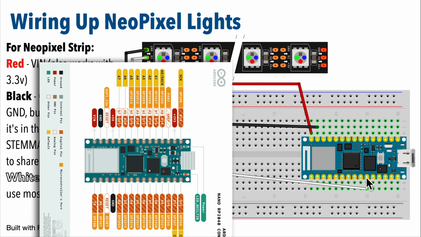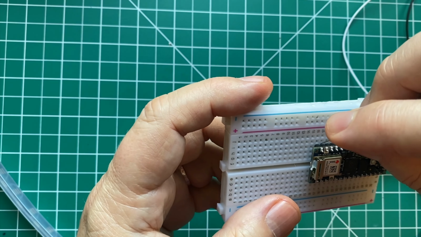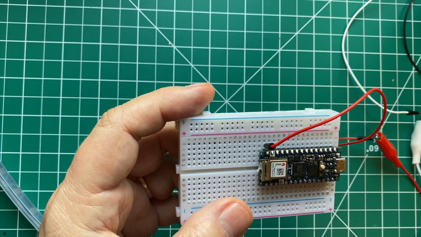Now it's always harder to see on the video, so definitely consult the diagram I provided when wiring your own things up, but to show you, my power wire goes into the same column as the VIN on the microcontroller. That's this first pin in the upper left, and any of the holes in this column will do.